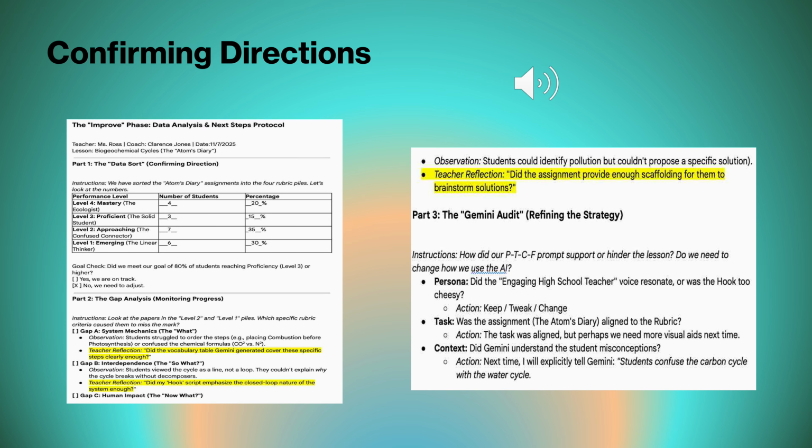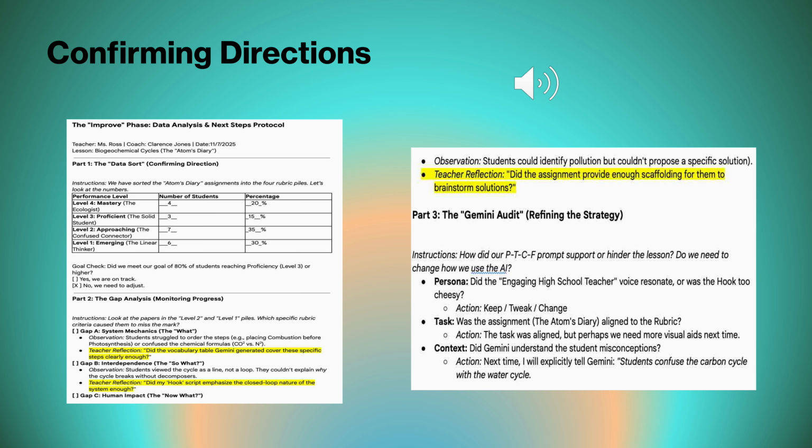Okay, so moving on to criterion 4. As we meet, again, I wanted to go back over the data that we found. Out of the 4 levels, you had 4 students at mastery, that was 24%. You had 3 students at proficient, that was 15%.